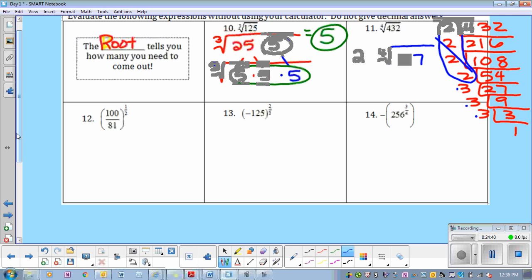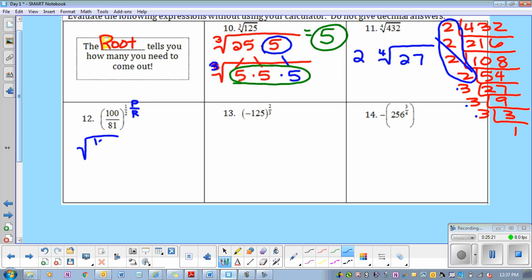All right, so let's look at number 12. If I have 100 divided by 81 to the 1/2 power, anytime you see fractions, let's see if we can simplify it. So 100 over 81, can I simplify that? You could even use your calculator, put in 100 divided by 81, and you'll get a decimal. Then this to the 1/2 power is power over root. Do you agree?